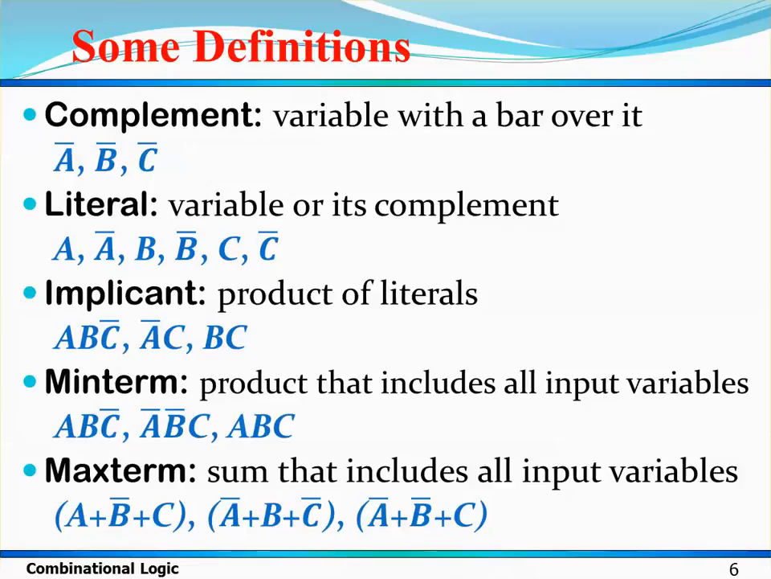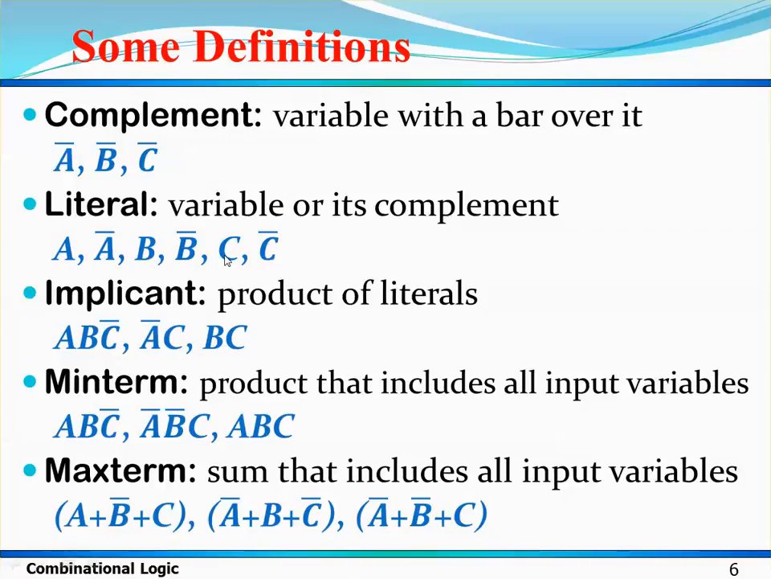Here are some definitions which are used for logic circuit implementation. One is the literal. A literal is basically an English alphabet letter like A, B, C. Sometimes the complement of this letter is also used. For example, the variable with a bar over it is called the complement: A bar, B bar, C bar. A bar is the complement of A, B bar is the complement of B, C bar is the complement of C.